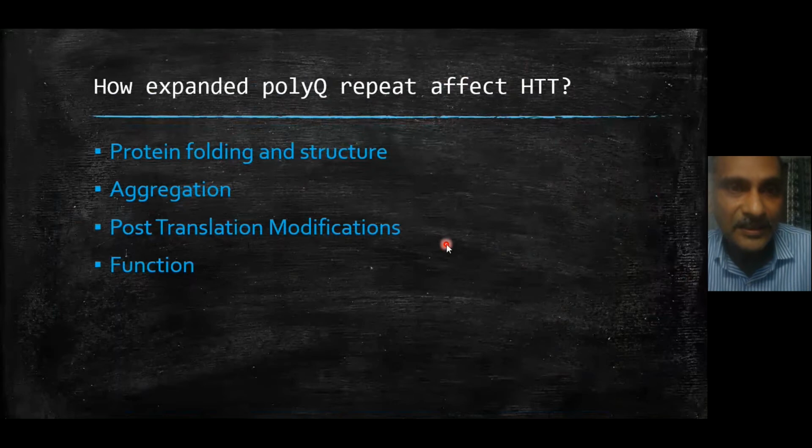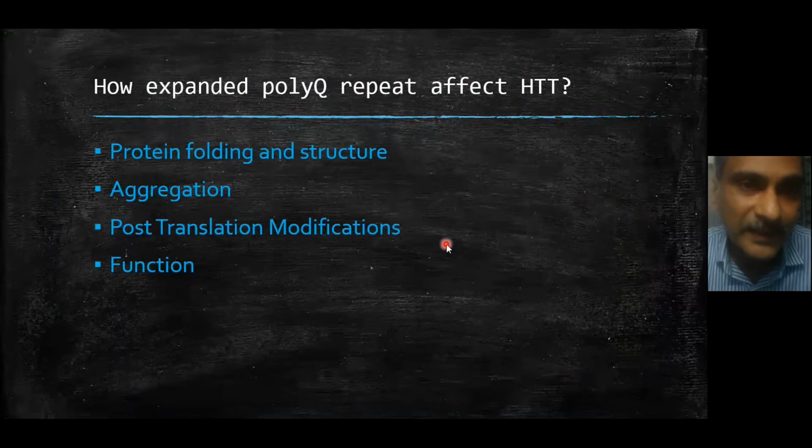Finally, if there are changes in the structure and the post-translational modification, eventually it can alter the function of the protein. Okay, so these are the questions which were there when I started my postdoctoral research at MGH, Harvard Medical School. To address this question, the main thing was to find out what the changes in the protein are when we have an expanded polyglutamine tract.